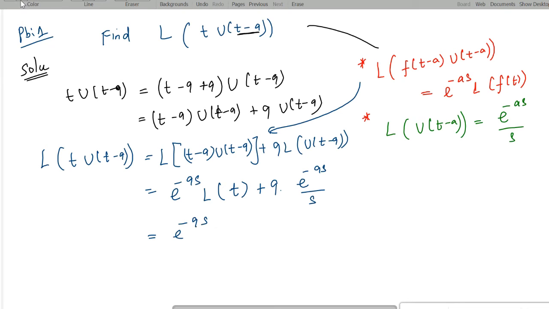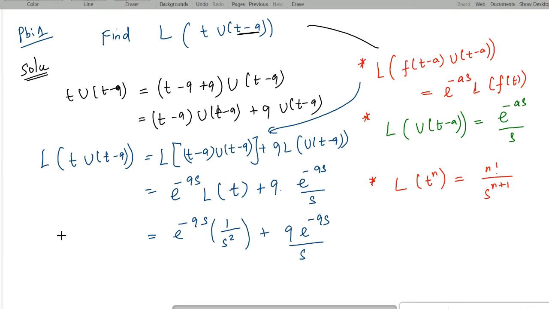We know that L of t power n, if n is an integer, means you can use this formula: n factorial divided by s power n plus 1 if n is an integer. By using this formula you may get 1 by s square plus 9 e power minus 9s divided by s. So this is the answer for L of t into u of t minus 9.